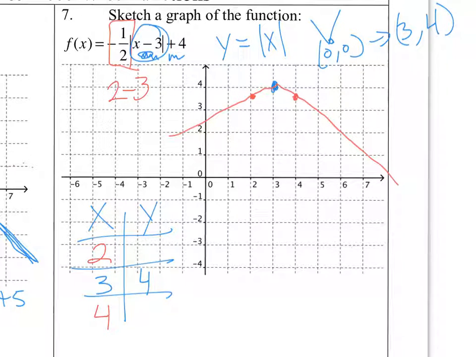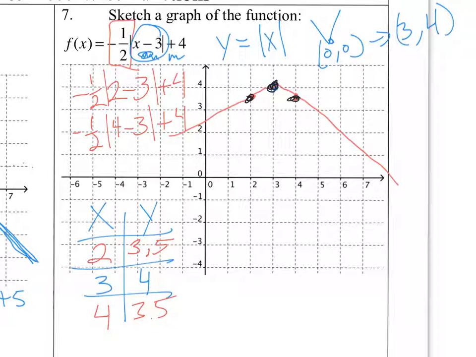2 minus 3 is negative 1. Absolute value makes that positive 1. 1 times negative half is negative a half. Plus 4 is going to be 3.5. Similarly, if I plug in 4, negative a half times the absolute value of 4 minus 3, and then plus 4 is going to be 3.5. You might notice those are the points that we already have on here. And my graph is going to follow that upside down V pattern.